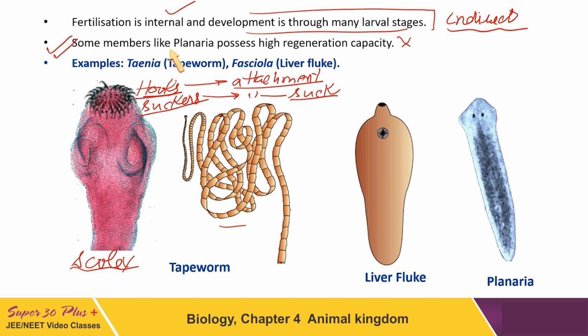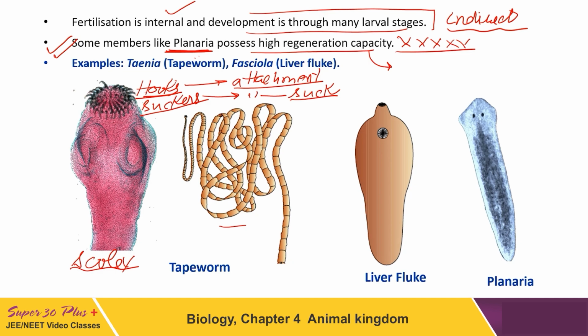Some members like Planaria, very important question. I'll give 5 stars to this point. It has come many times in examinations. Planaria should be written in italic form, because this is the name of the organism. When we print it, it should be in italics. It possesses high regeneration capacity. The question is which organism has high regeneration capacity. This is Planaria.